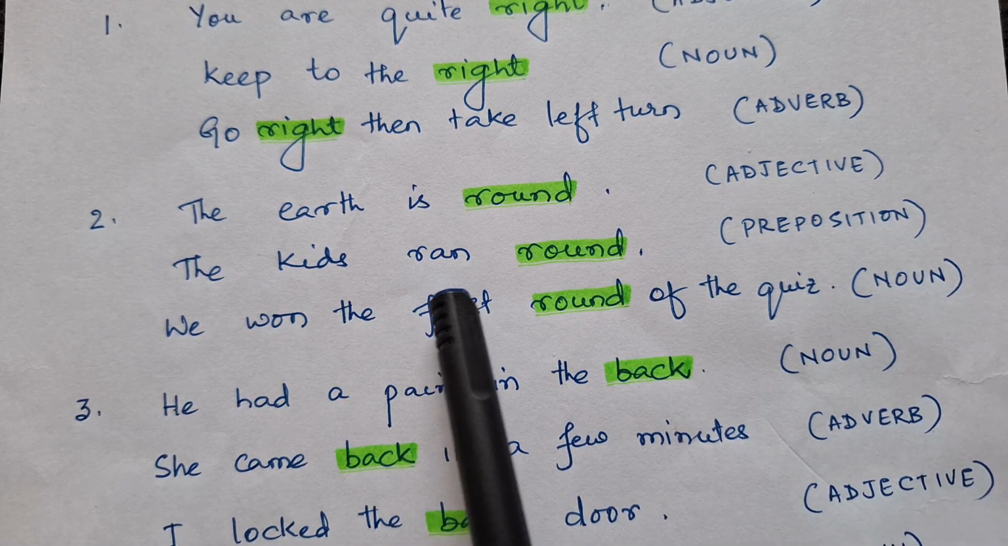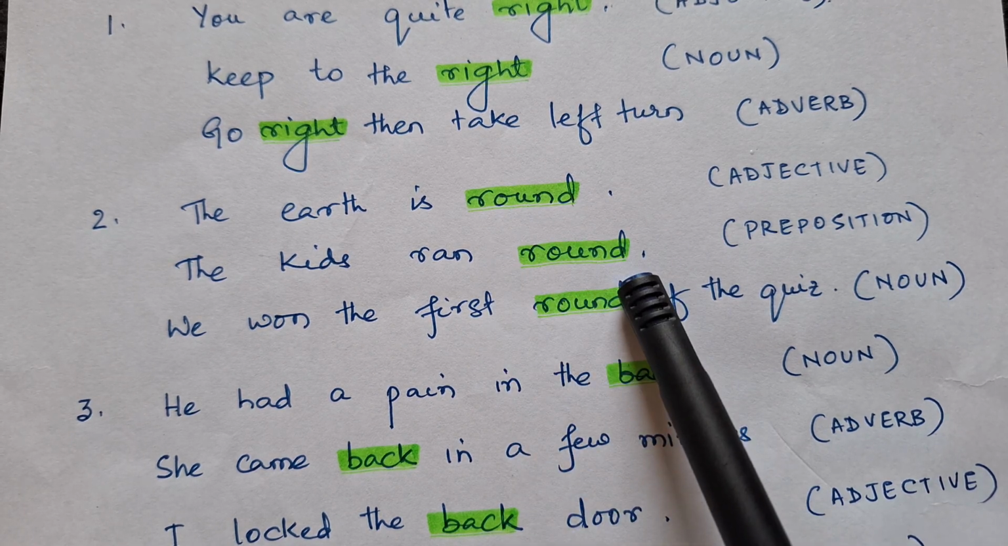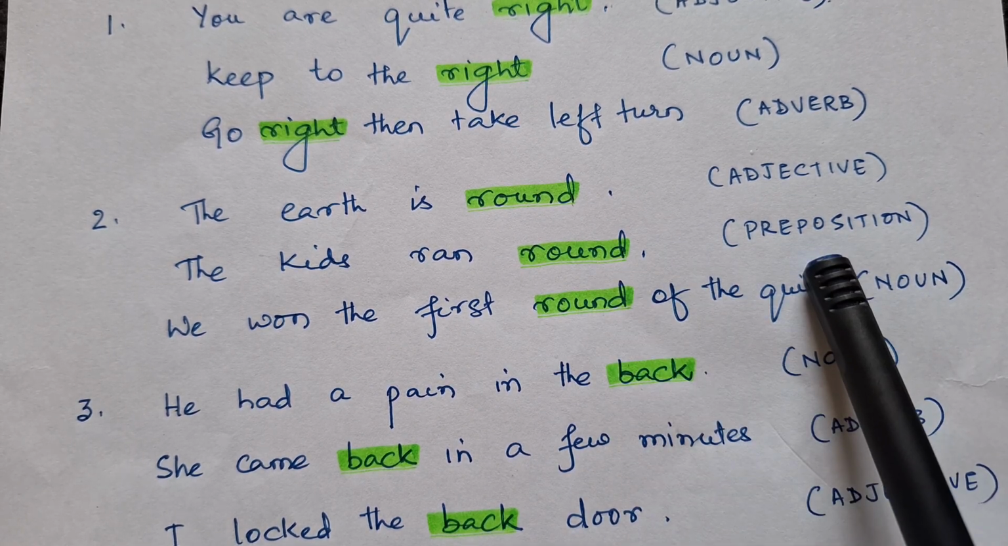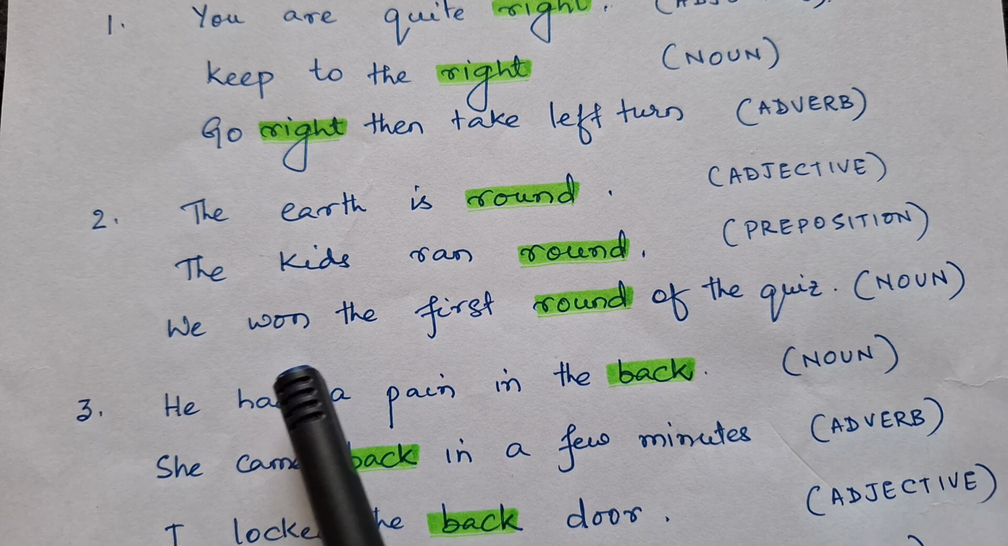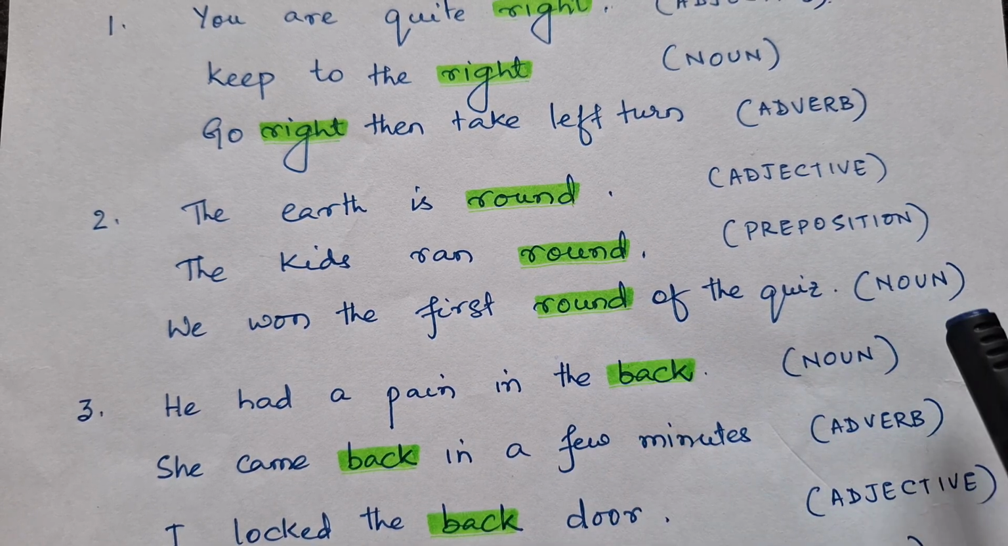The kids ran round. They ran round something. Okay. So the positioning of the kids around something is described by your preposition round. So here round is used as a preposition. We won the first round of the quiz. Here round is used as your noun.